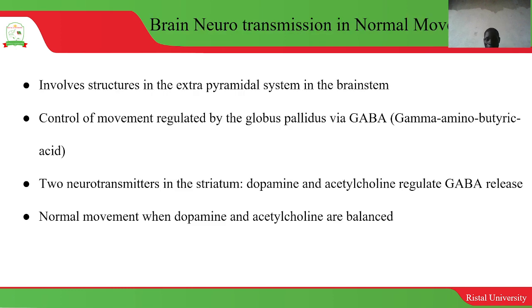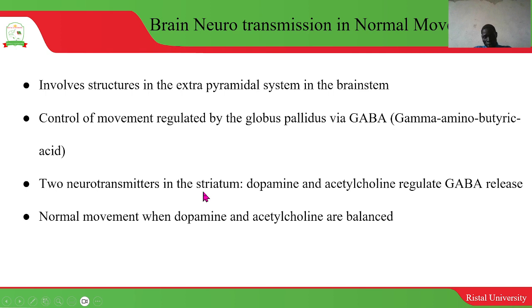Okay, brain neurotransmission in normal movement. What happens in the normal person? Normally, this involves structures in the extrapyramidal system in the brain. The extrapyramidal system is the part concerned with the control of voluntary movement of the muscles. Control of movement is regulated by the globus pallidus, also via a neurotransmitter called GABA, which is gamma aminobutyric acid. So this is one of the important neurotransmitters here.